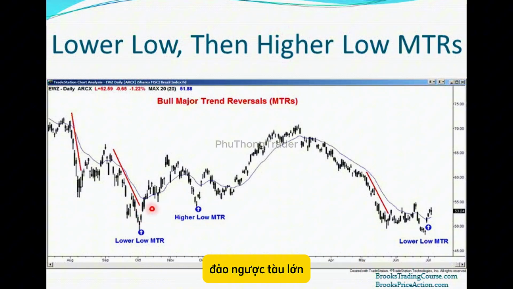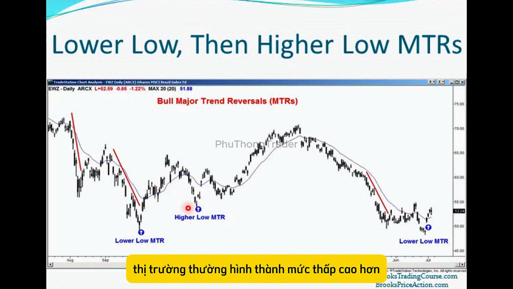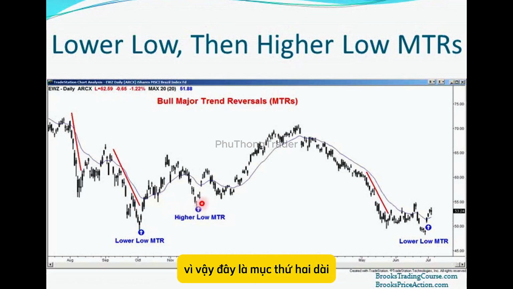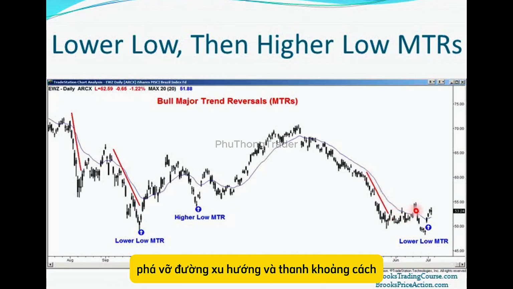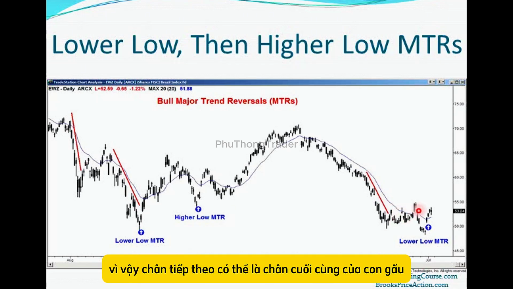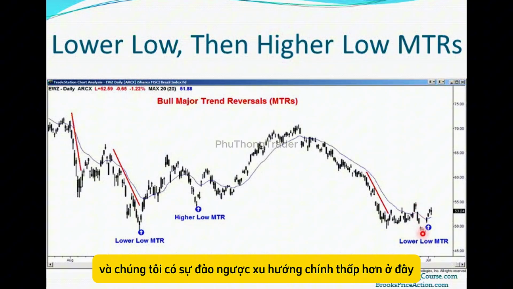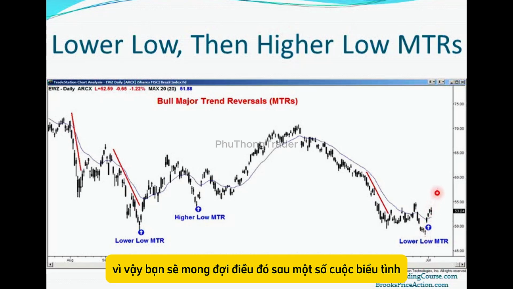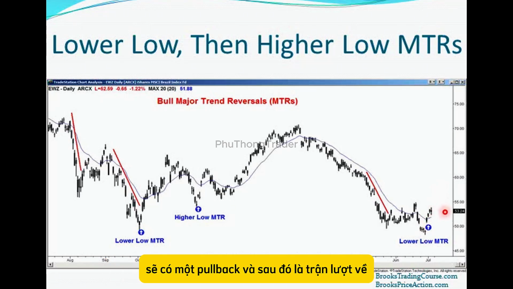After lower low major trend reversals, the market usually then forms a higher low major trend reversal, which it did here. And it's basically a double bottom with this pullback. So this is a second entry long. Here's an example of a bear trend, a trend line break and a gap bar. So the next leg down might be the final leg of the bear. And we have a lower low major trend reversal here. So you'd expect that after some rally, there would be a pullback and then a second leg up, and that pullback would be a higher low major trend reversal.